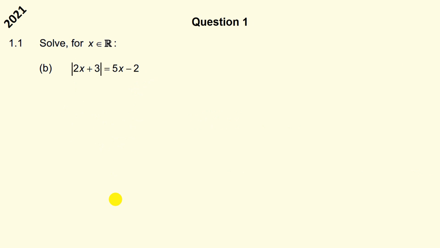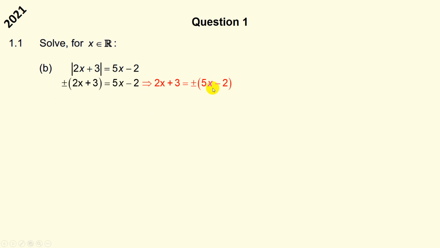Absolute value. This is a very straightforward question. Often you have to go to the very definition of absolute value, but not in this case. So first of all, we convert the absolute value of 2x plus 3 to plus or minus 2x plus 3.